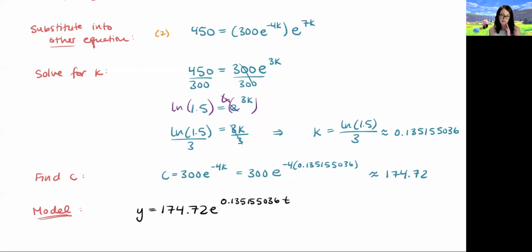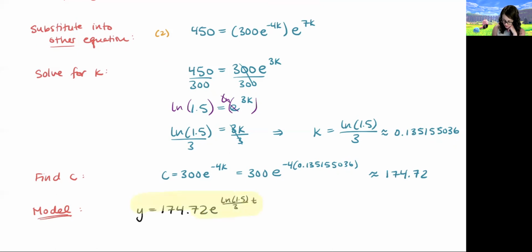I'm actually being kind of bad here. We should probably leave this as an exact value instead of rounding it to all these decimals, but that's okay. What I'm saying here is that it's probably not that great to have that. What we should probably do is say that this is more exactly the natural log of 1.5 over 3, all of that times t in the exponent. It's probably the better way to do that.